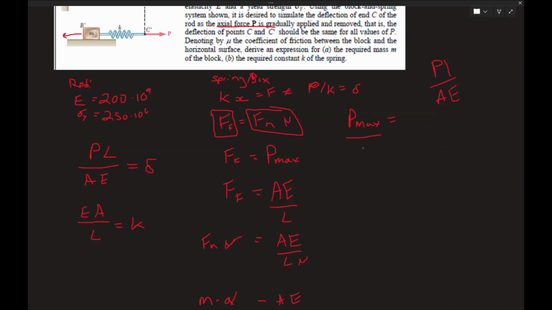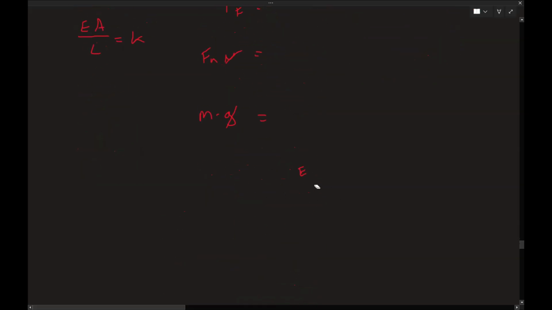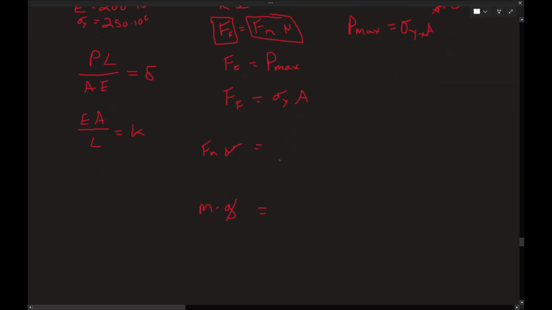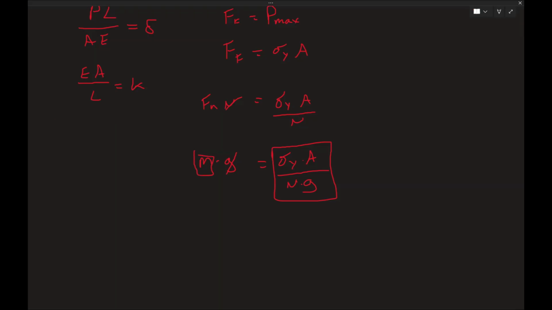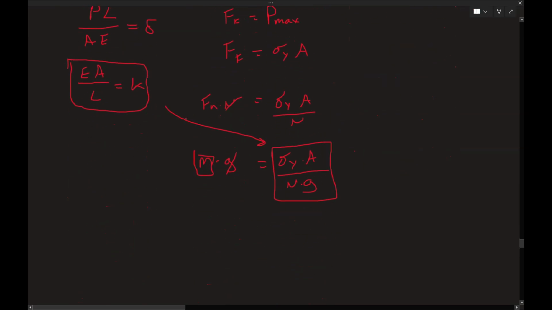P max is equal to sigma yield times A, the cross-sectional area. Damn it, I did that all wrong. Sigma yield area, sigma yield area over mu g is equal to m. Oh look, they did it in variables too, and I got it exactly right. Oh my god, and k equals, it's almost like I know what I'm doing. These two are the correct answers. Hallelujah.